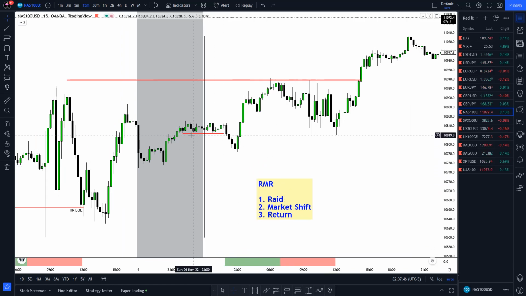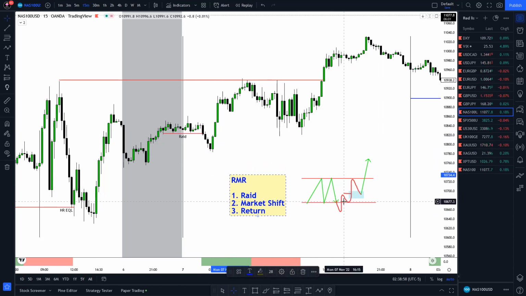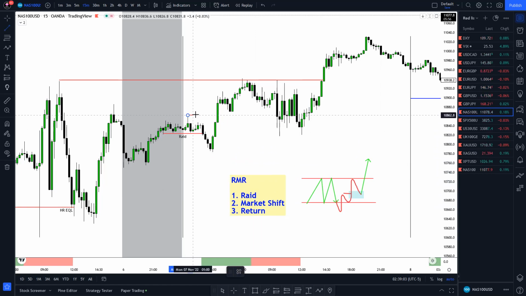First we have some relative equal lows here. When price breaks through, that's the raid. And I've just drawn this diagram here, so this little raid down here is this raid leg over here. Next we look for that market structure shift, so a swing high to be broken, and we see over here a swing high was broken immediately after, so this is that shift. And finally the return, so we wait for price to retrace into this area.